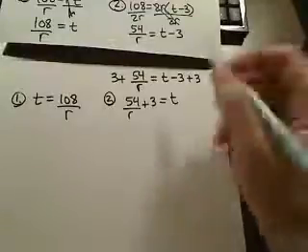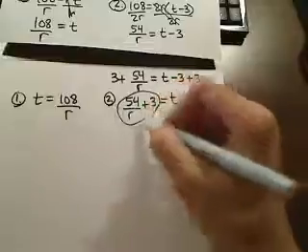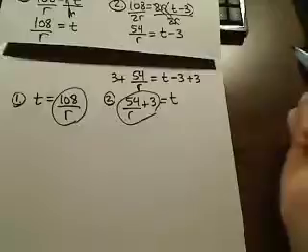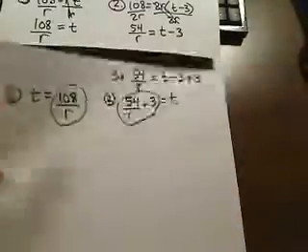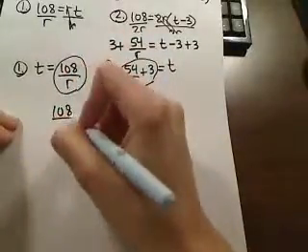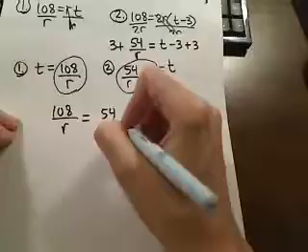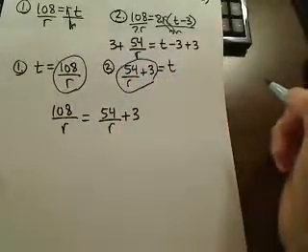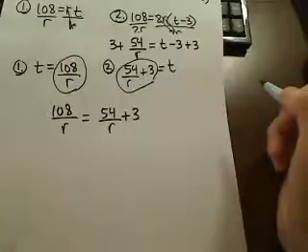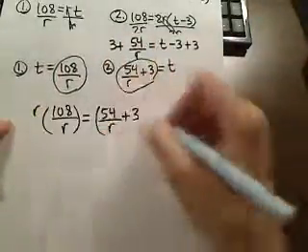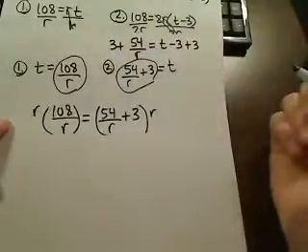All right, now since we have t equal to this and t equal to this, we can set these two equations equal to each other because logically they should be equal if t is equal to both of them. So I'm going to set 108 over r equal to 54 over r plus 3. At this point, we need to clear the fraction because we're trying to solve for r, and r is in a denominator. So we want to get it out of the denominator. I'm going to multiply both sides by r in order to clear it.